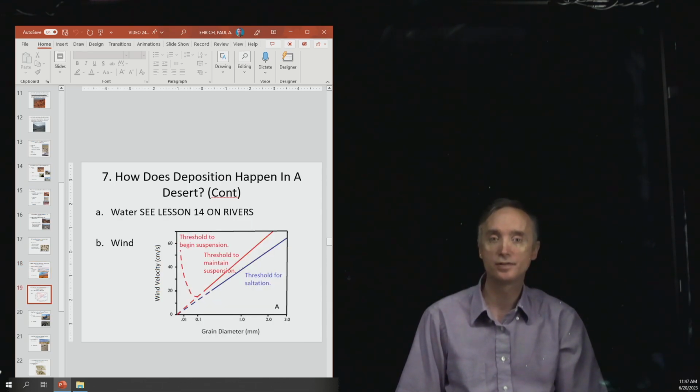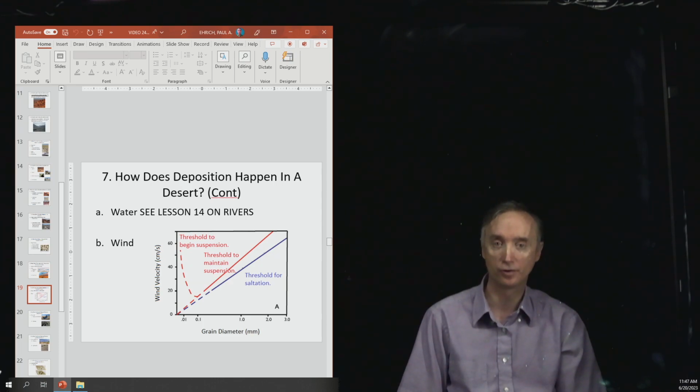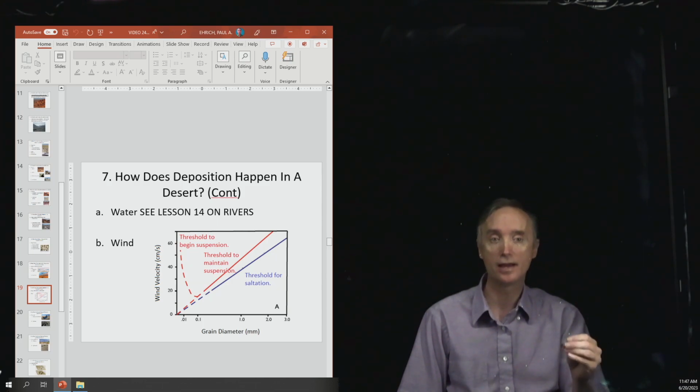Okay, how does deposition happen in a desert? Well, let's again go back to our lesson on rivers, and we found that it all depended on the speed of the river, and it also depended on the size of the particles. If the speed of the water was fast enough, it could basically transport anything, including boulders.